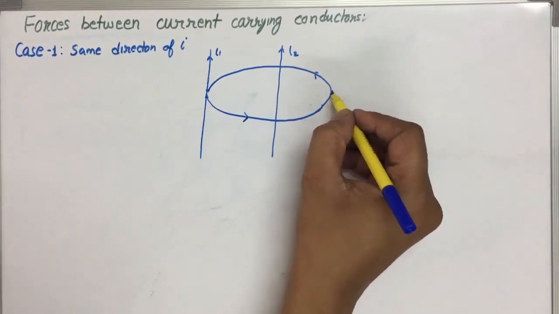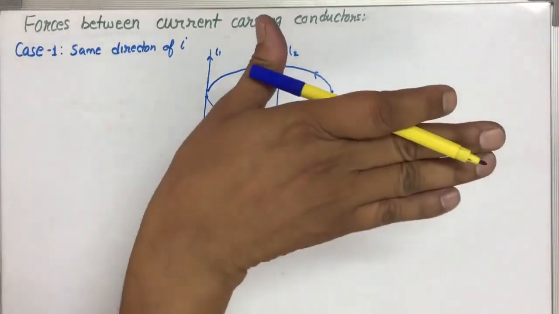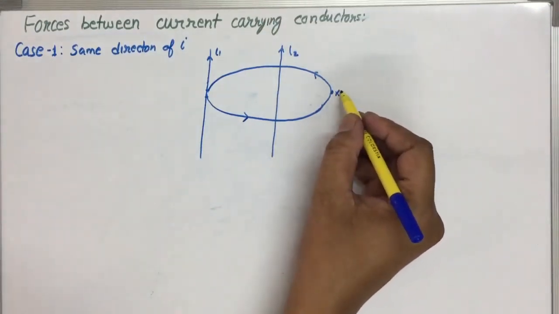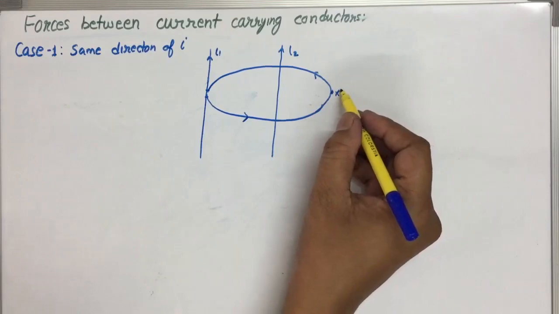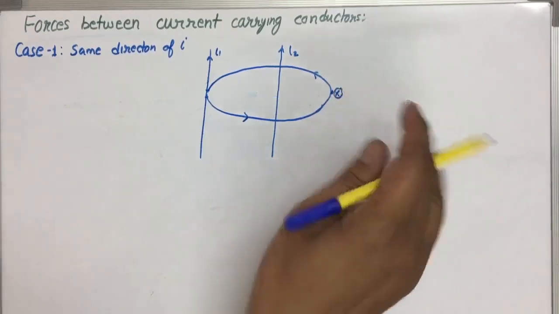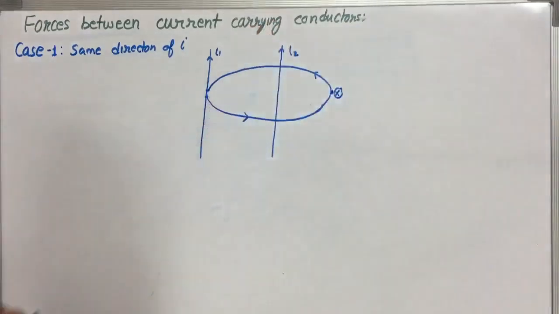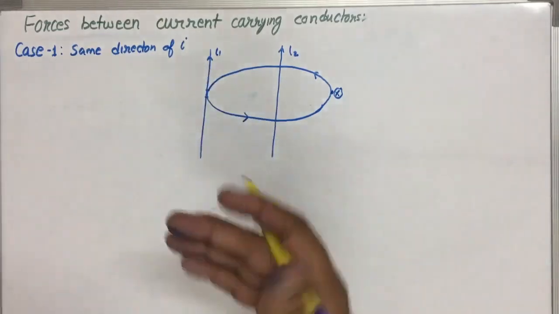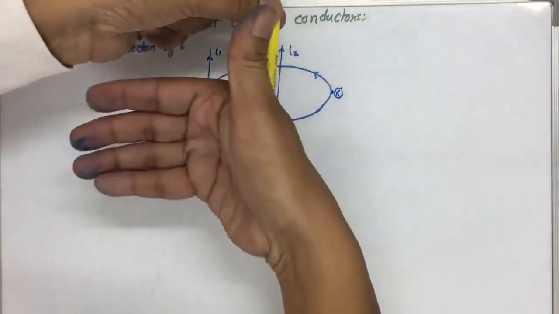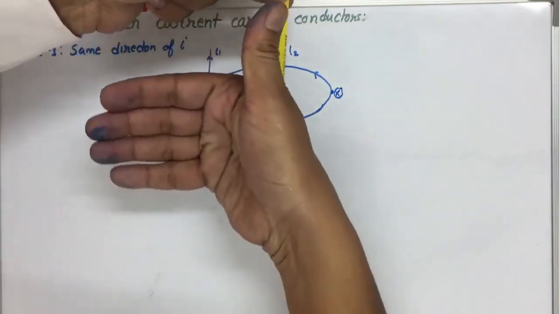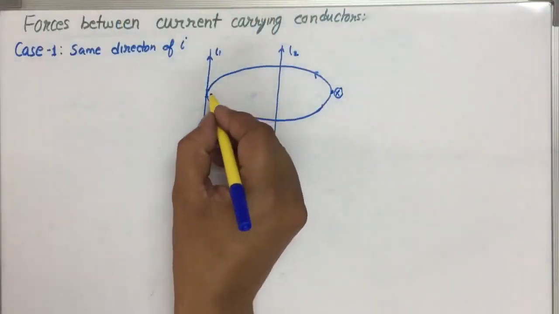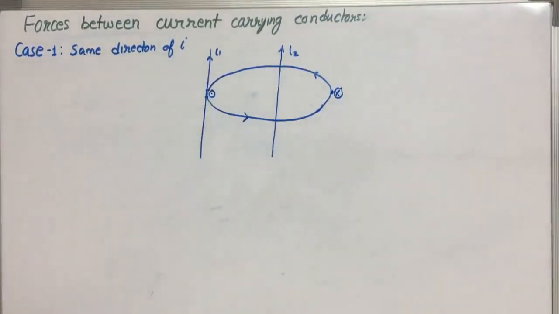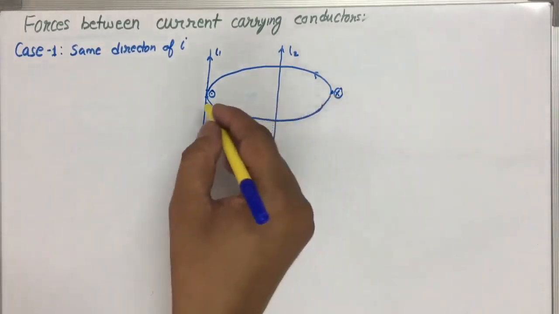So in this portion, here at this point we find that the field is going in. So the direction of the field will be inside the plane, inside the board. And at this point, which is lying at this conductor, if current is flowing this way, then we put our thumb in that direction and the field will be upward, out of the board. So here the field is in and here the field is out.